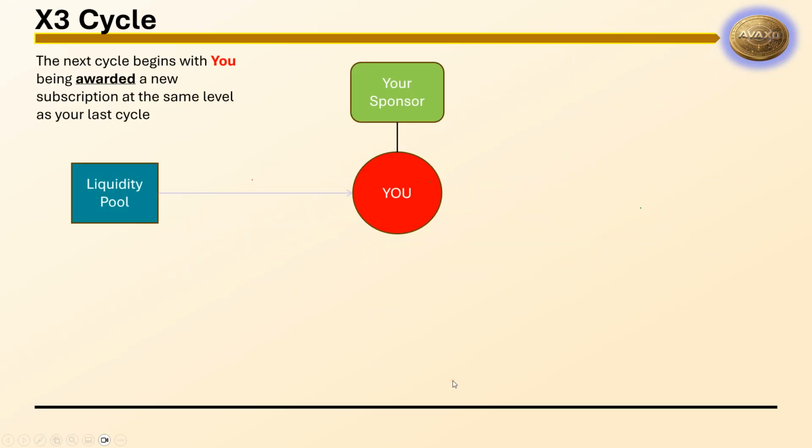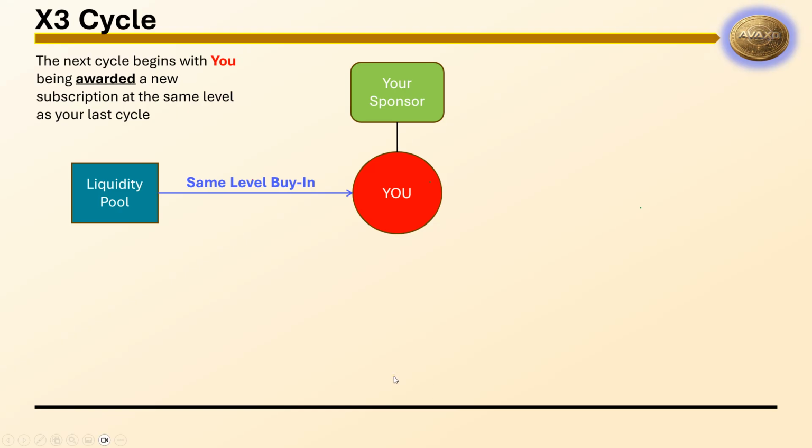So then the next cycle begins with you being awarded a new subscription at the same level as your last cycle. Money comes from the liquidity pool and buys in. So if you're at level 1, then you get the same level buy-in at level 1. Then 60% of your money goes to your sponsor and 40% goes to their sponsor. If you're the first or the second person in your sponsor's matrix to complete your cycle, that's what happens. If you're the third person in their cycle, then 60% of your money goes to the sponsor's sponsor and 40% goes to the liquidity pool.